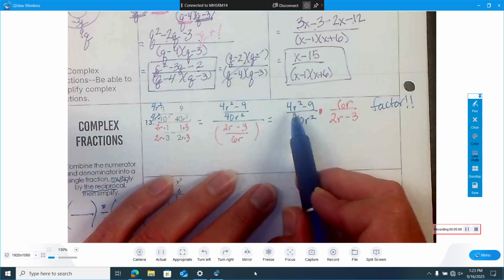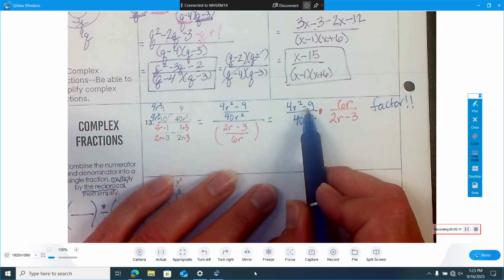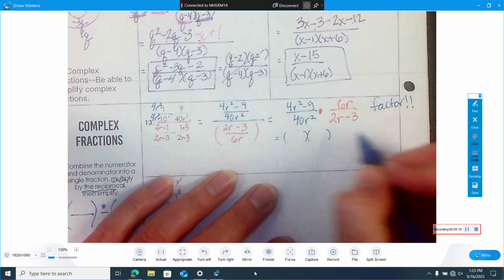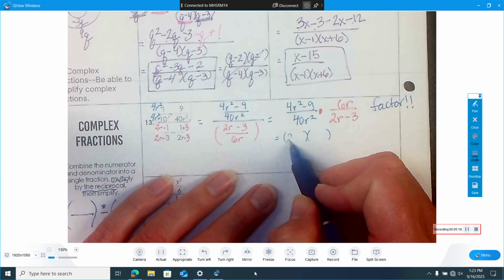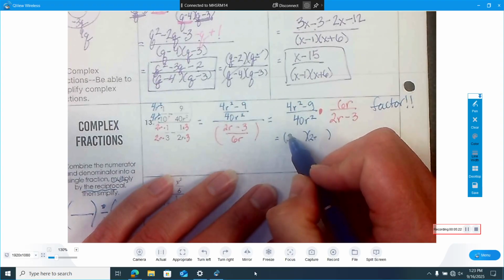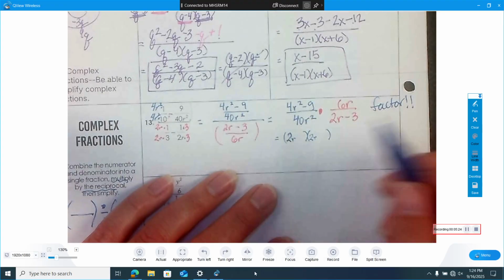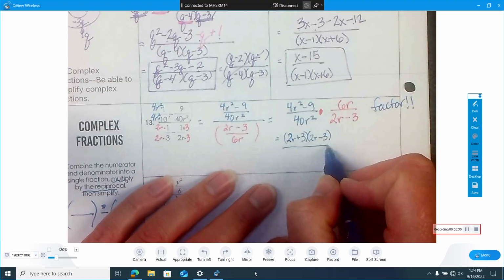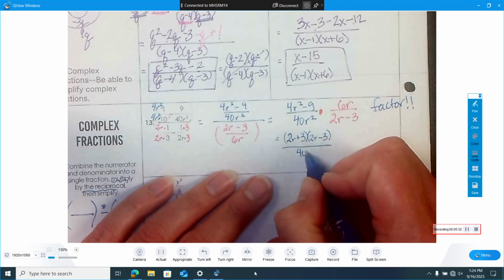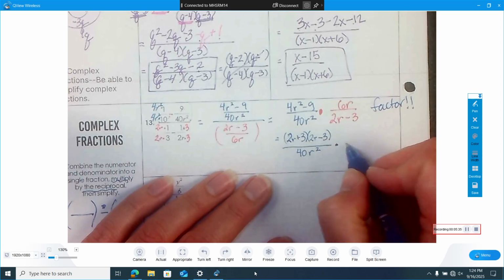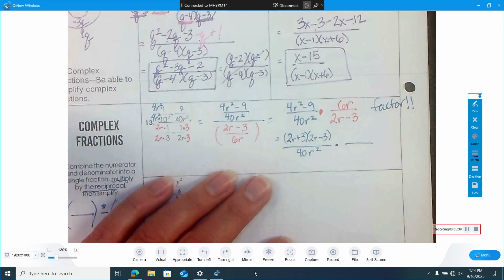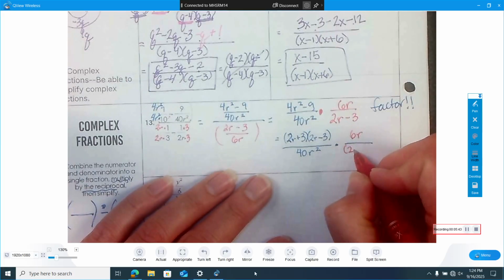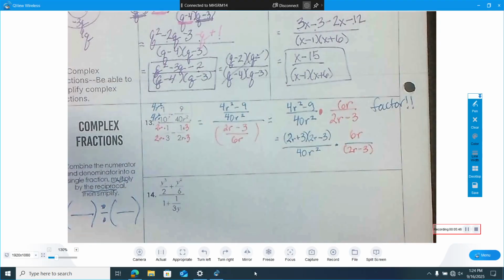Hey, it's back. All right, so right here, what is 4r squared minus 9? 2r minus 3 times 2r plus 3. 2r times 2r is 4r squared, and negative 9 is positive 3 times negative 3. So that was difference of squares. Then we have 40r squared. And the red fraction doesn't change. It's sort of already factored. And 2r minus 3. Okay, so I factored.